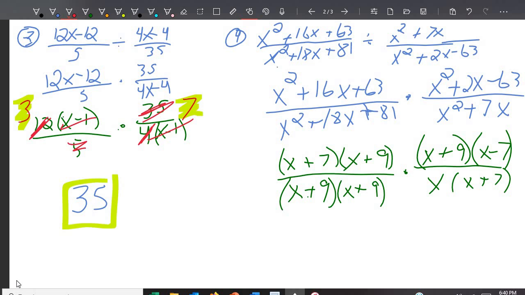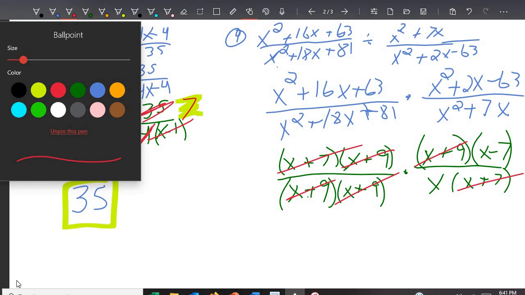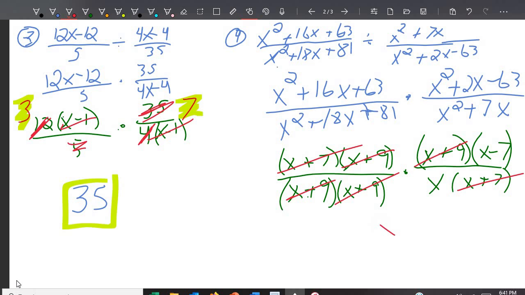Now we're going to cross out every binomial that we can. Well, I can cross these x plus 9s out. I can cross out these x plus 7s. I can cross out these x plus 9s. What's left is x minus 7 up top and an x in the bottom.